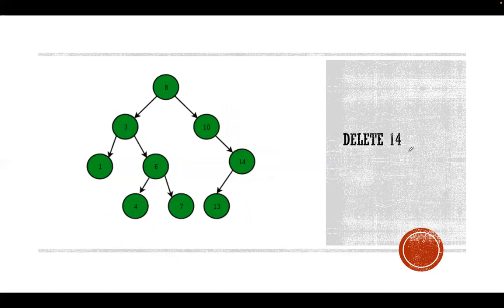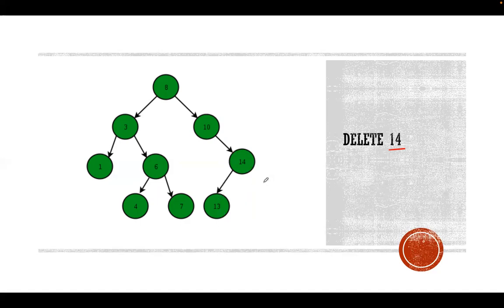Now let's see, we're trying to delete 14. So let's find the node 14. You know how to find a node, right? We start from the root. 14 is greater than 8, so we go right. 14 is greater than 10, so we go right. And here we are, we found the node 14. It looks like 14 has a child node. 14 is not a leaf node. It has a child, but only one child, only a left child.